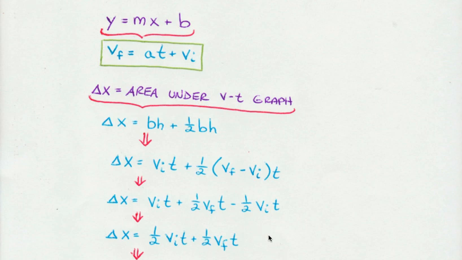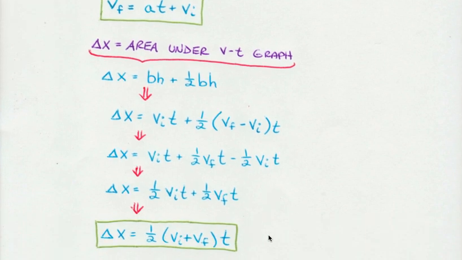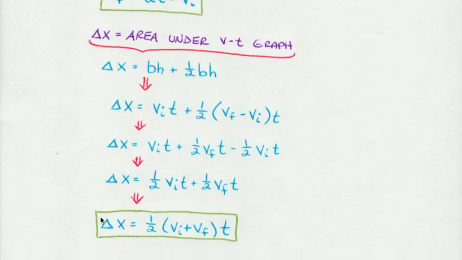Again, I'm going to assume that that last sentence probably sounded like a foreign language to you. You don't need to be able to do this. Please just understand that I just want you, if you can, to follow along to understand where these come from. All I have to do here now is pull out that 1/2 and pull out the t, and wind up with delta x equals 1/2 (vi plus vf) t.